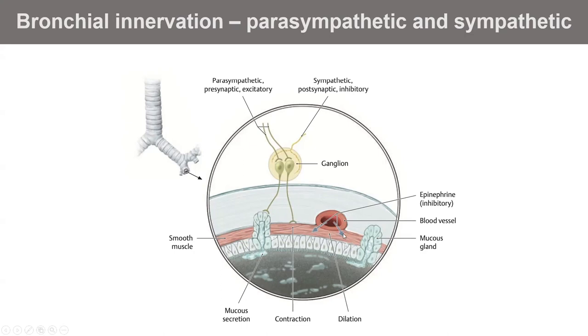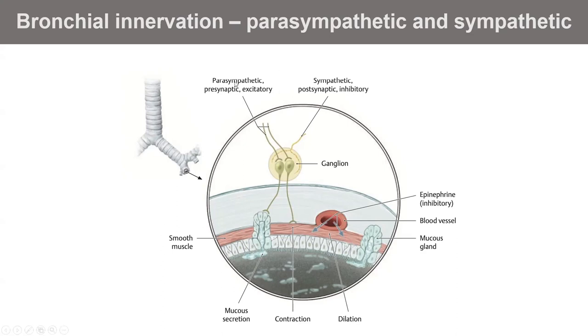And they are making the dilatation of the bronchiolus and decreasing the secretion of this area. And that's why it's an asthmatic attack. So the spray that the patients are using contains epinephrine, which has an inhibitory effect on the smooth muscle and also the blood vessels in this area, and it causes the dilatation. So again, this is an example of the antagonistic activity of the parasympathetic and sympathetic.